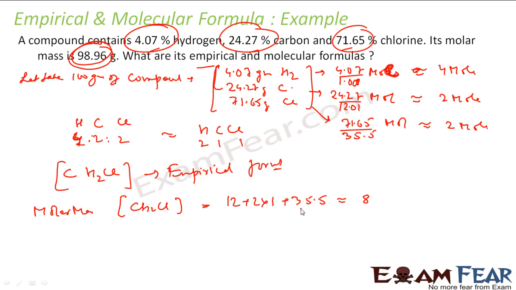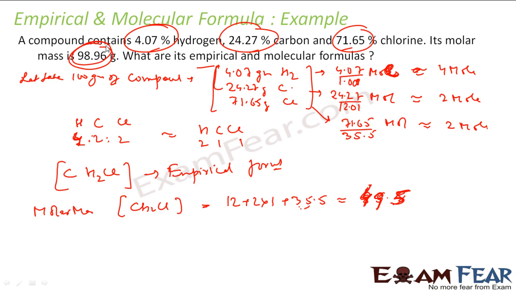This becomes 35.5 plus 35 plus 14, right? That becomes 45.8... yeah, 45.8. Plus 4, 9, 3, yeah, 49.5. That is 49.5. Yes. Molar mass of CH2Cl is 49.5.